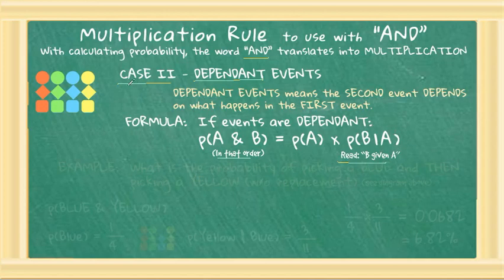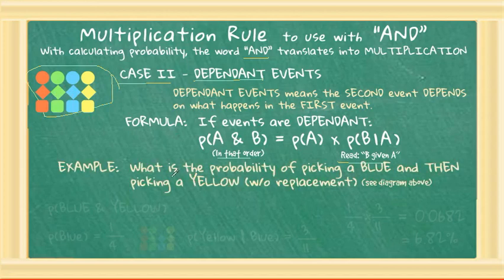So again, these are dependent. Notice we only have one group to pick from here, so we're going to be picking from the same group each time. So if A gets picked, that's going to have an effect on the chance of B getting picked after that.